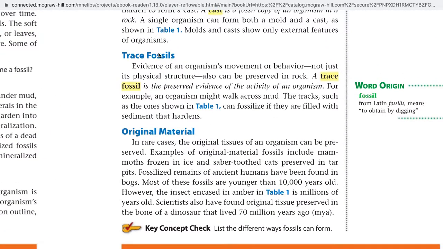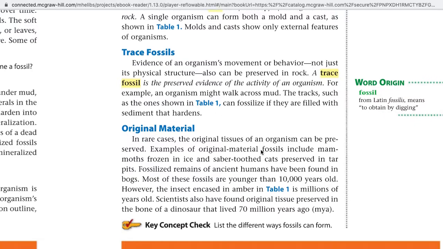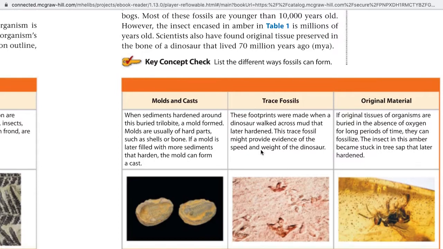Fourth kind is the trace fossil, evidence of an organism's movement or behavior, not just its physical structure. Also can be preserved in rock. Trace fossil is the preserved evidence of the activity of an organism. For example, an organism might walk across mud. The tracks, such as the one shown in Table 1, can fossilize if they are filled with sediment that hardens.